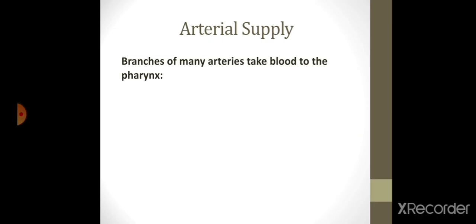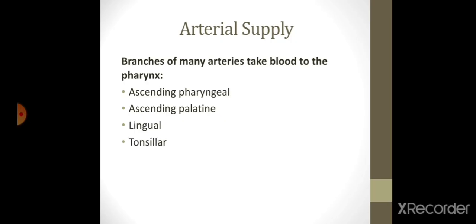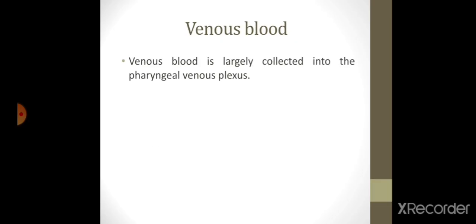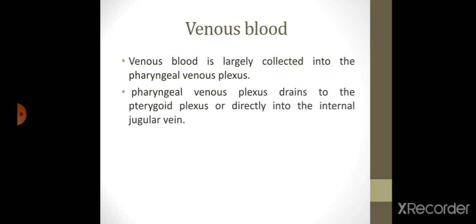Blood supply of the pharynx is from the ascending pharyngeal artery, ascending palatine artery, lingual artery, tonsillar artery, and superior and inferior laryngeal arteries. The venous drainage forms a plexus known as the pharyngeal venous plexus. This pharyngeal venous plexus may terminate into the internal jugular vein or pterygoid plexus. Okay, that is all.